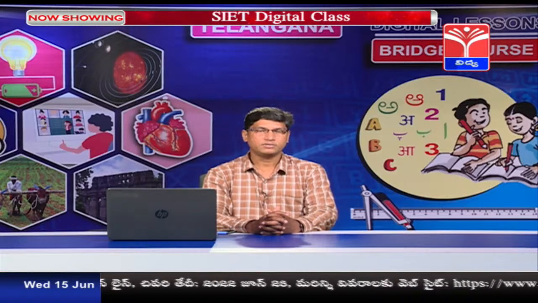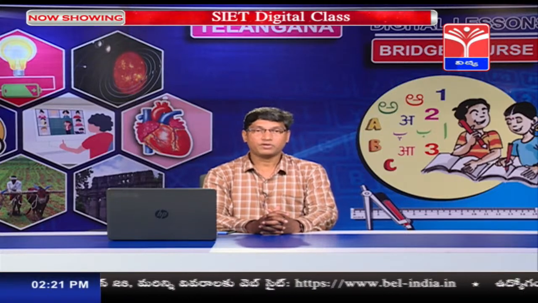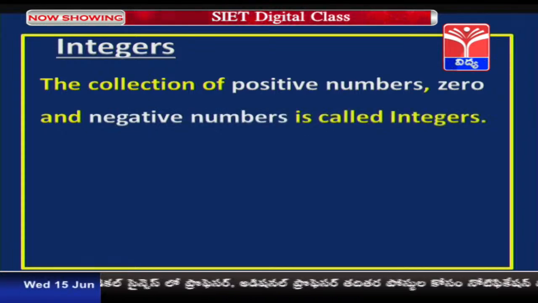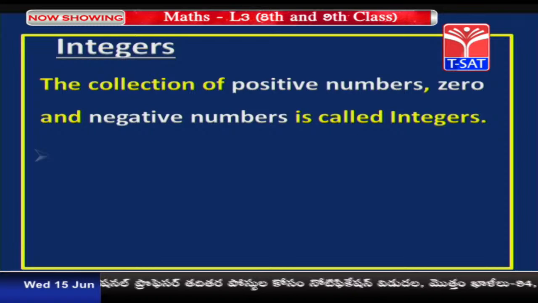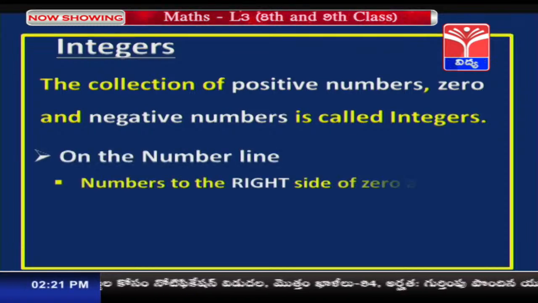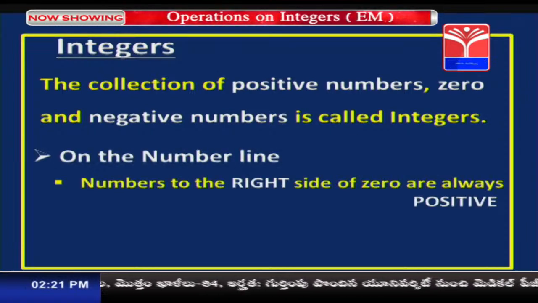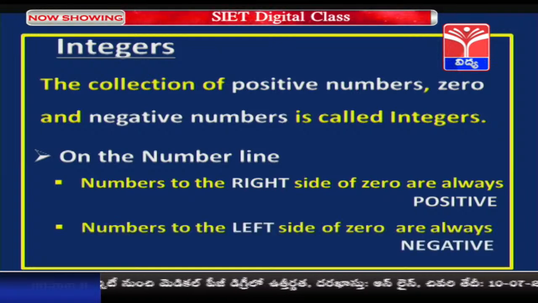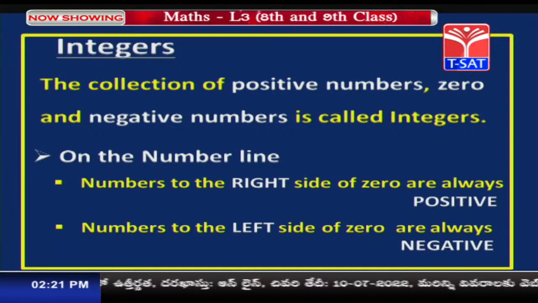So, children, with this we have come to the end of our session, but before that, let us quickly recap what we have learnt in this session. The collection of positive numbers, 0 and negative numbers is called integers. On the number line, numbers to the right side of 0 are always positive, whereas the numbers to the left side of 0 are always negative.